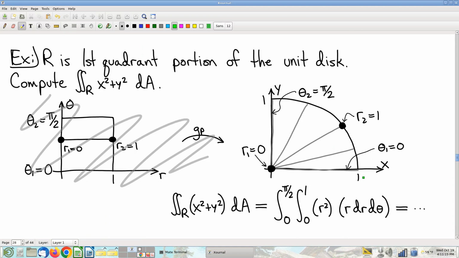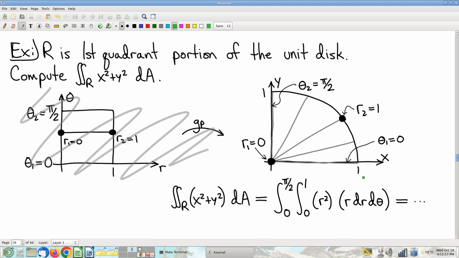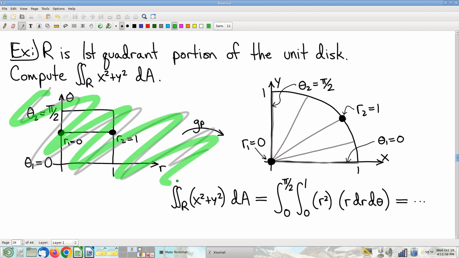So here's the exact same example that we did previously. Right? Exact same one. First quadrant portion of the unit disk. Previously, we drew that there is a change of variables function. We drew the pullback domain, and we went to some trouble to explain how we knew what this pullback domain is. We're not going to do any of that this time. So pretend like that isn't even there.